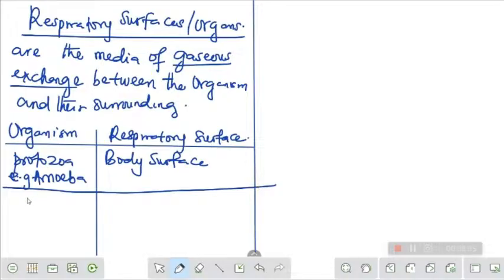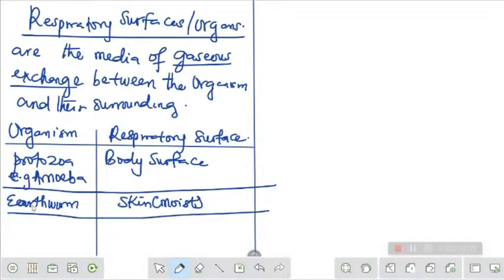Another one is earthworm. So what do they use? They use their skin. And their skin is moist. So this is part of the features a respiratory surface must have. A respiratory surface should not be dry, it should be moist. There must be a little water on it, so that oxygen will be able to dissolve very well.